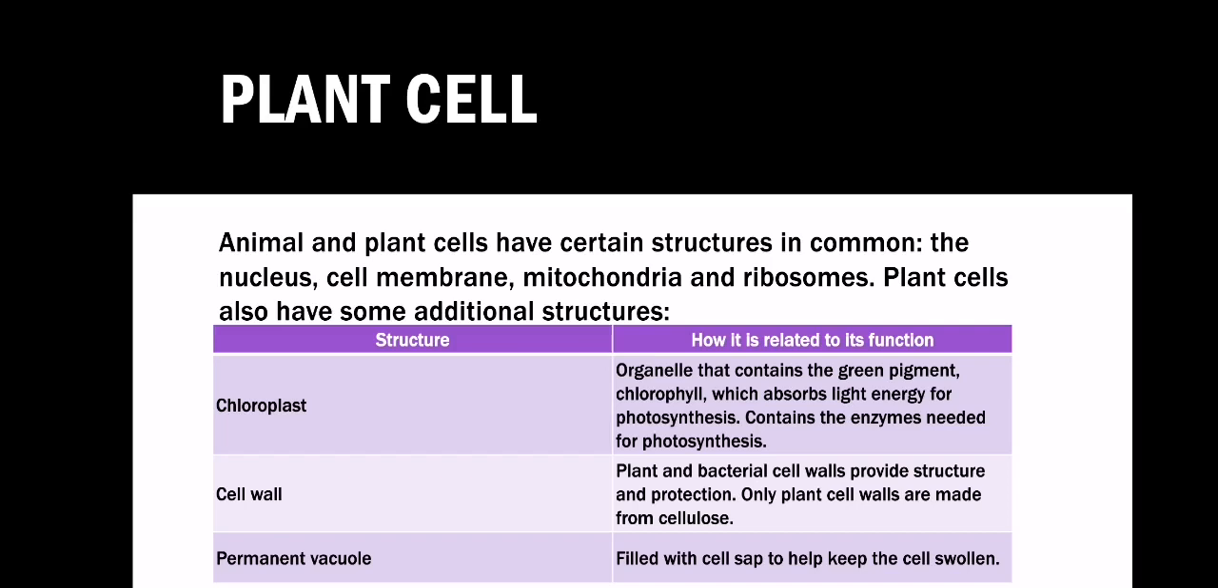So cell wall, you can write the function: plant and bacterial cell walls provide structure and protection. You need to remember that only plant cell walls are made from cellulose, not animal cells and not bacterial cells. Now permanent vacuole, you can remember it is filled with cell sap. This is really easy to remember.